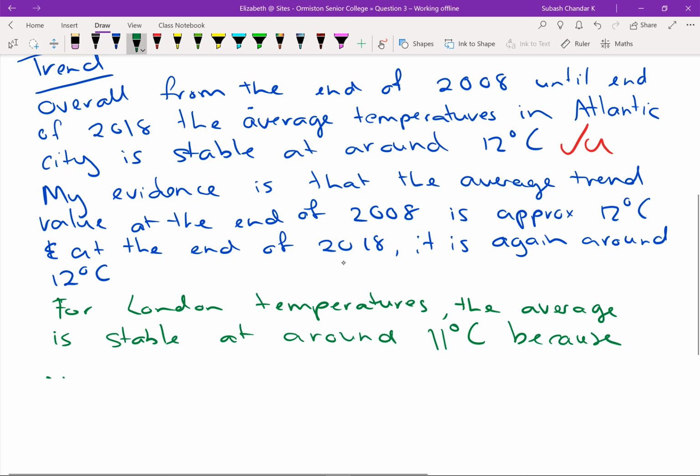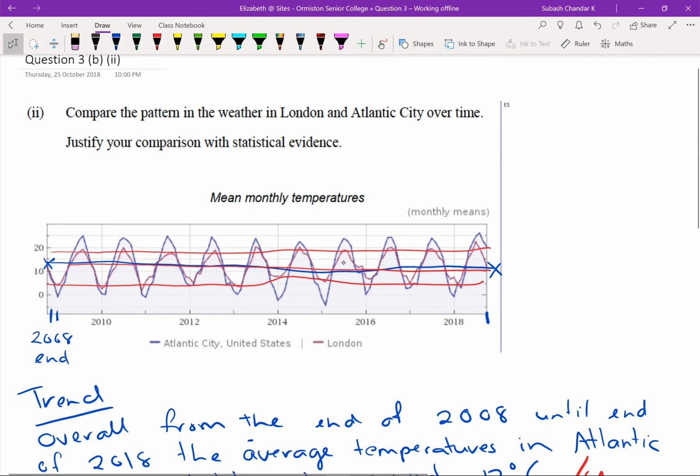And then I'm going to put dot, dot, dot, dot. I'm really lazy. I'm not going to write the rest of that sentence. Same as above, because at the end of 2008, the average was this. End of 2018, the average is still around about that. Yep, my justification. Okay.